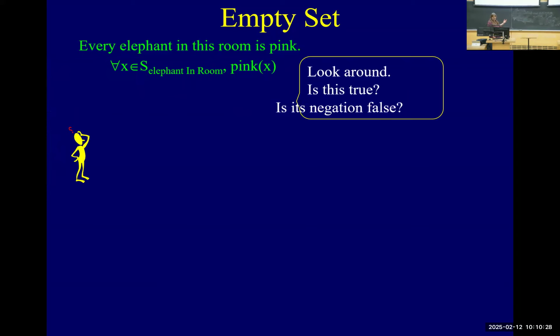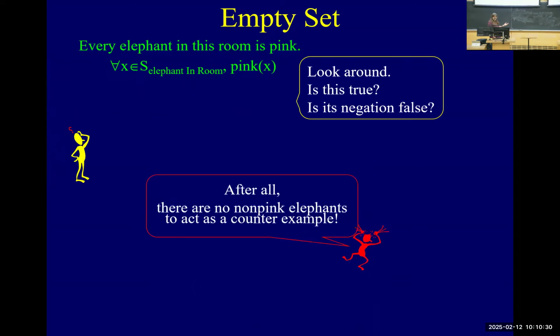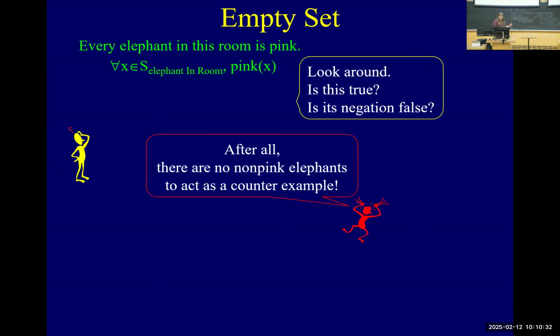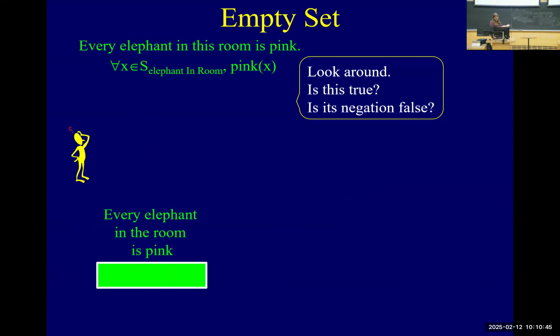You look around, what's its negation? Its negation is that there exists an elephant in the room that's not pink. Is there an elephant in the room that's not pink? No, there's not, right? So let's look again at the various cases.